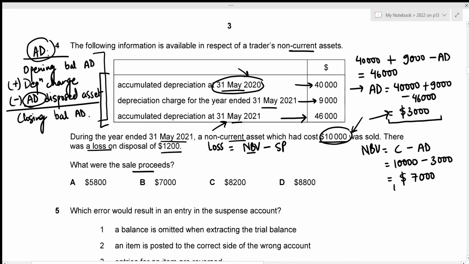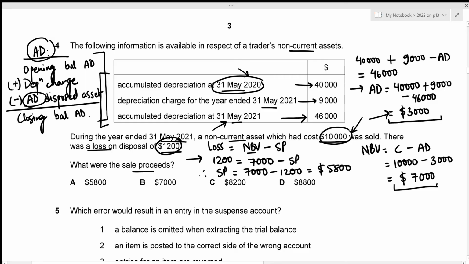Okay, now we can just substitute this value into our equation. So we're given the loss amount to be 1,200. We just figured out our net book value to be 7,000 minus the sales proceeds. Now the value for sales proceeds is just going to be 7,000 minus 1,200, which results in 5,800. This is the answer we're looking for, which is given in option A. This concludes question number 4.